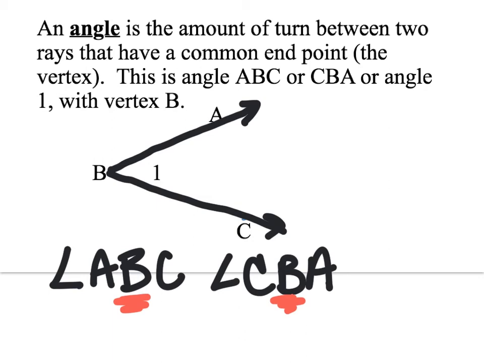BAC is not an acceptable name because A is not the vertex. Okay, so it has to be angle ABC, angle CBA, or because there's this 1 in the middle here, we can also name this angle 1. Okay, so there's 3 correct ways to name this angle. Any other way that you named this would be wrong. These are the only 3 acceptable ways.